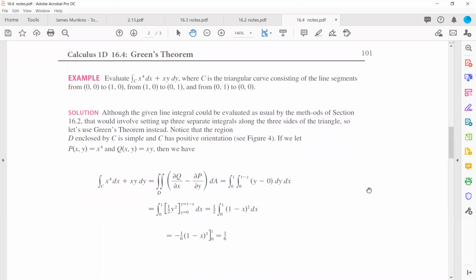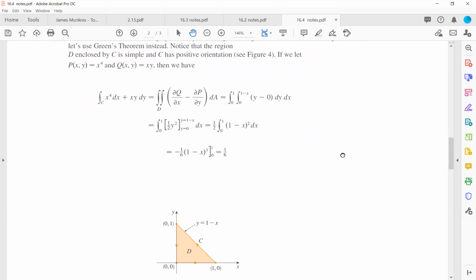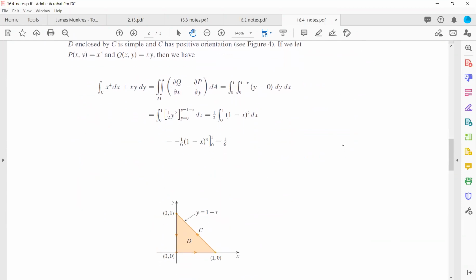First of all, you can use Green's theorem to solve this integral. Take a look at this region here. This is region D, which is enclosed by the triangular curve C. The line integral over the boundary curve C is equal to the double integral over the region enclosed in C.